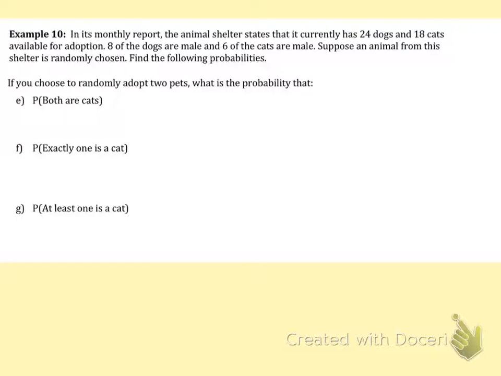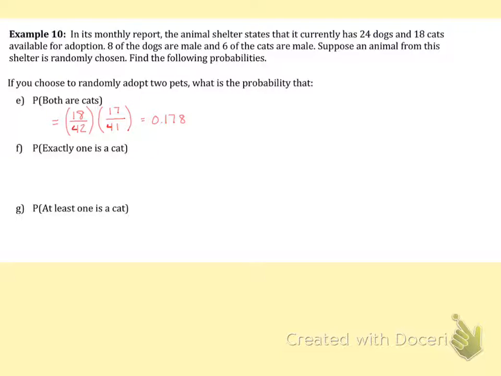So the probability that the first animal is a cat, well, again, we have 18 cats, and if you remember from the other part, we had a total of 42 animals. So that's the probability that we choose the first cat. Then we chose a cat, which means that the number of animals is reduced by 1, and the number of cats is reduced by 1. And therefore, the probability of choosing a second cat is 17 out of 41. And when we multiply these together, we get 0.178.